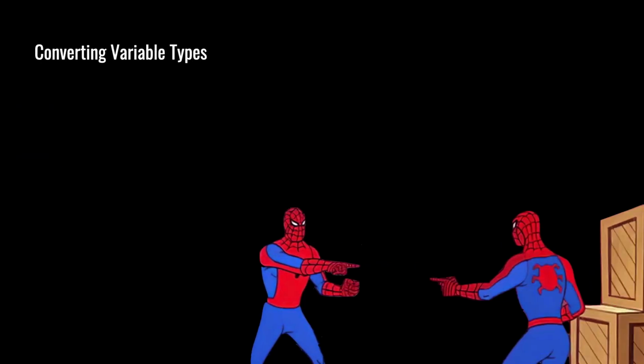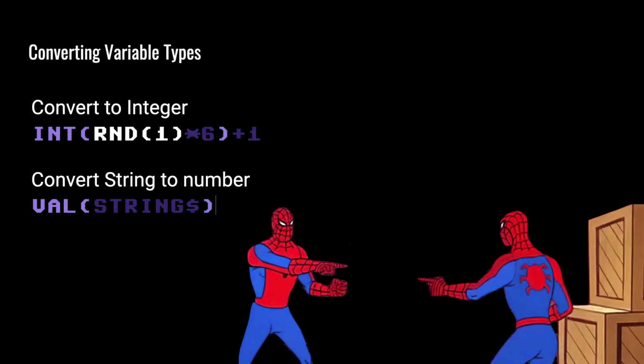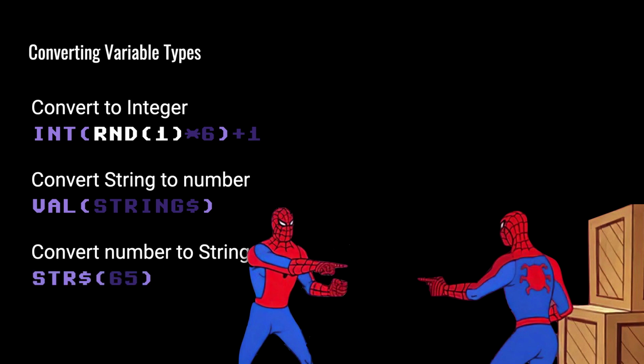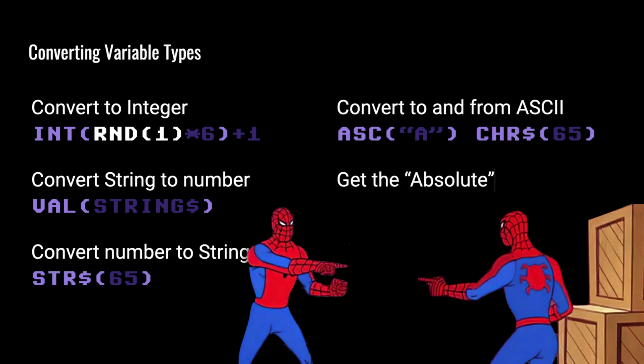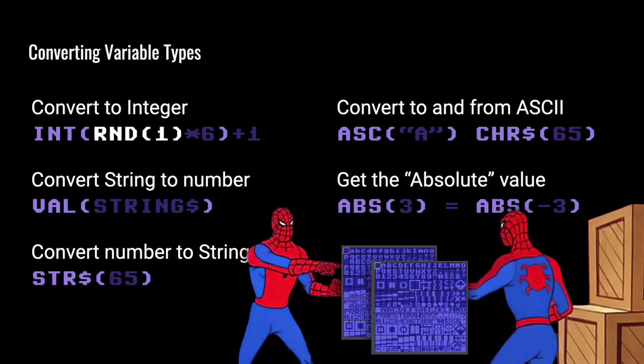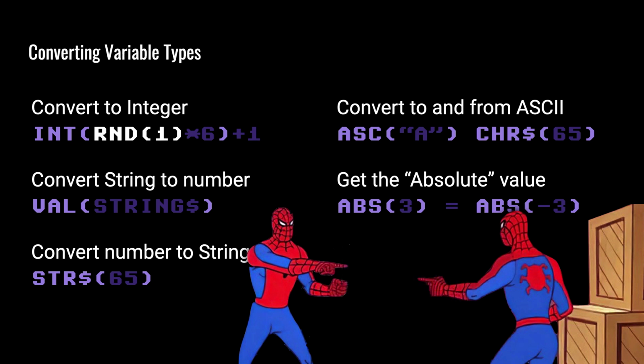We can also convert between variable types. So when we're doing a random number, we actually want a whole number, so we'll use the int command to convert it to an integer. But if we wanted to convert from a string to a number, we would use val, and to do the reverse, we would use str string. We can also use the ASCII representation, or in Commodore world we call it PETSCII because it's from the Commodore PET character set. And there you use ASC on the string to get the number, or use CHR string to get the character from the number. We can also get the absolute value. So if we do ABS 3, it is the same as ABS minus 3 because it takes the number and throws away the minus or the plus.